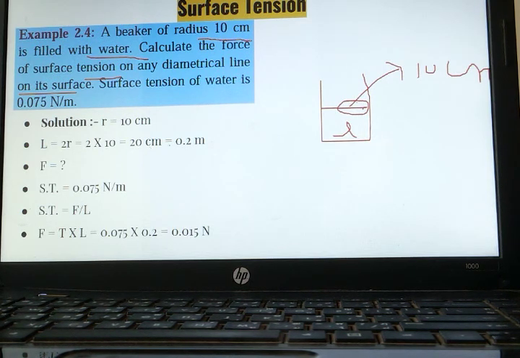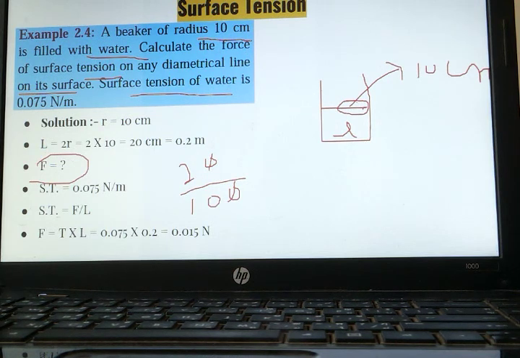For converting centimeter to meter, we multiply by 10 raised to minus 2, or we can divide by 100. So ultimately we get 0.2 meter. We have to find the force which has been exerted. Surface tension is already given, that is 0.075 Newton per meter.